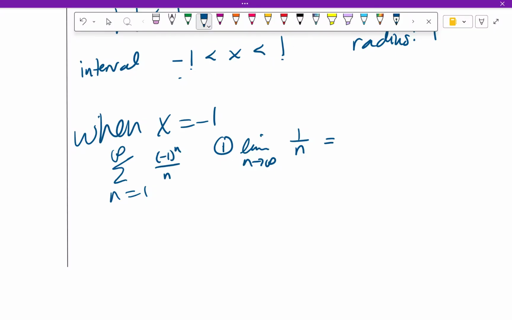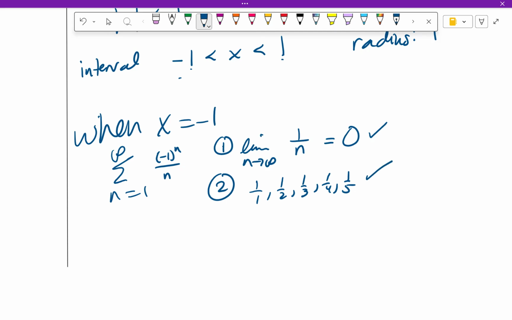When I put infinity into that thing, what am I going to get? 0. Is that what we wanted? Yes. So condition 1 is met. Condition 2 says the terms have to decrease on an alternating series. So I'm going to start putting in some terms. So I get 1 over 1, 1 over 2, 1 over 3, 1 over 4, 1 over 5. And remember, I'm plugging into this, ignoring the negative. Are my terms decreasing? Yes.